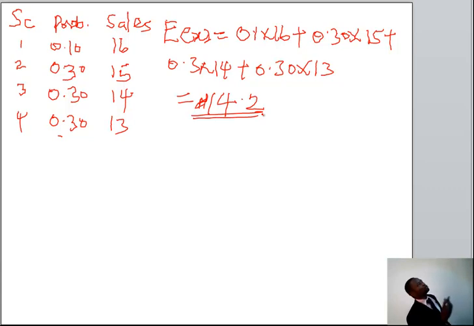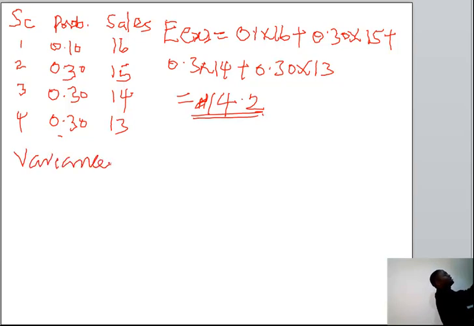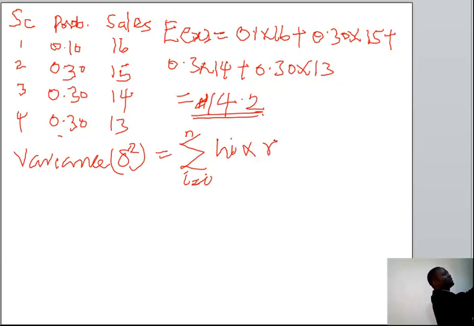So now what we want to calculate is the variance, and from our formula, the variance, which is the square of the standard deviation, is equal to the summation of i ranging from 1 to n of the probability value multiplied by the rate of return minus the expected value, all squared. So for the scenarios, we have 1, 2, 3, 4. We have the probability, we have the sales.